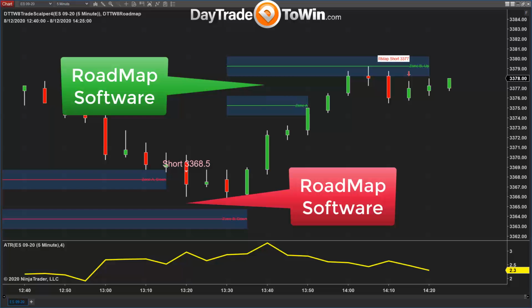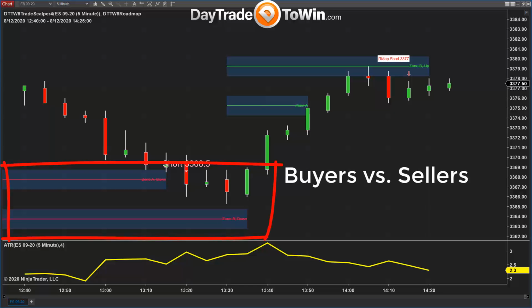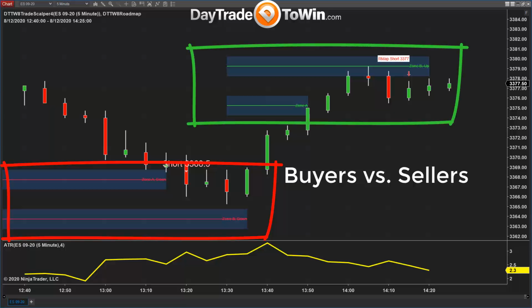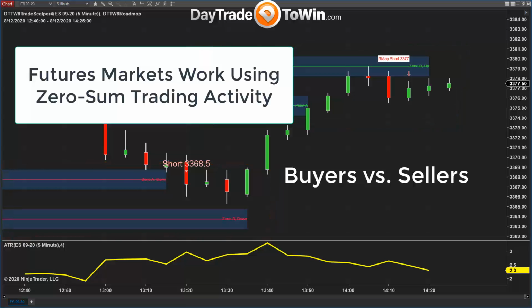So the RoadMap software and the way that the RoadMap idea works is that there are a number of buyers compared to a number of sellers at any given point in time, and the market is a zero-sum game where there has to be the same amount of buyers and sellers in order to exchange hands and for the trades to occur. There's no middleman or middle person that holds on to a trade. It's one buyer for one seller.